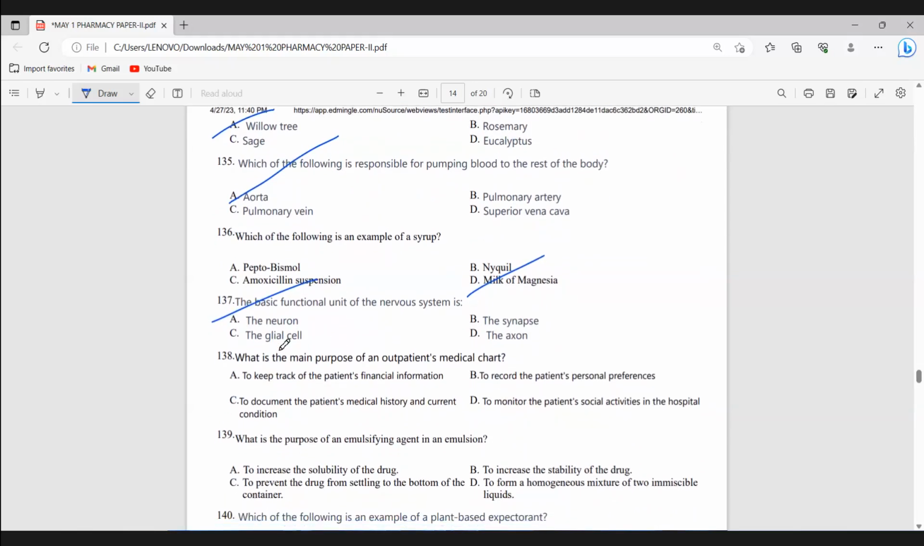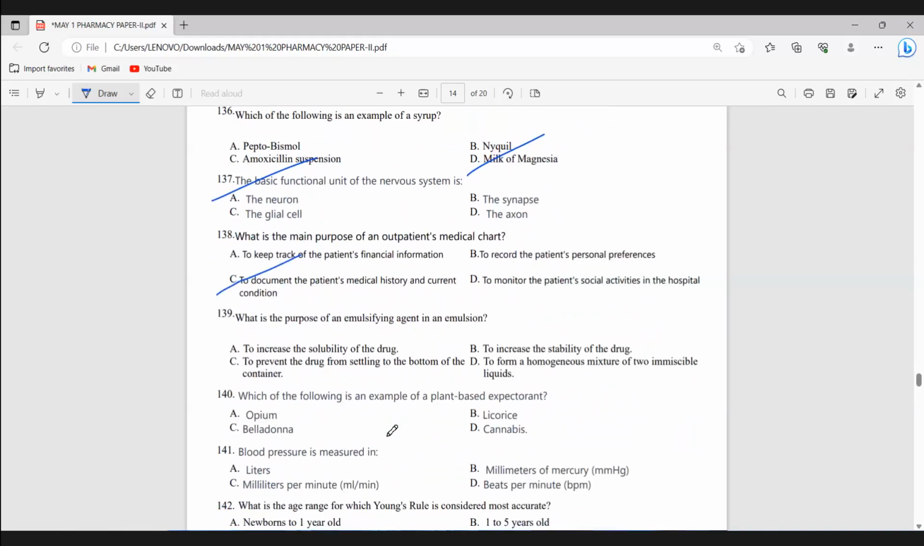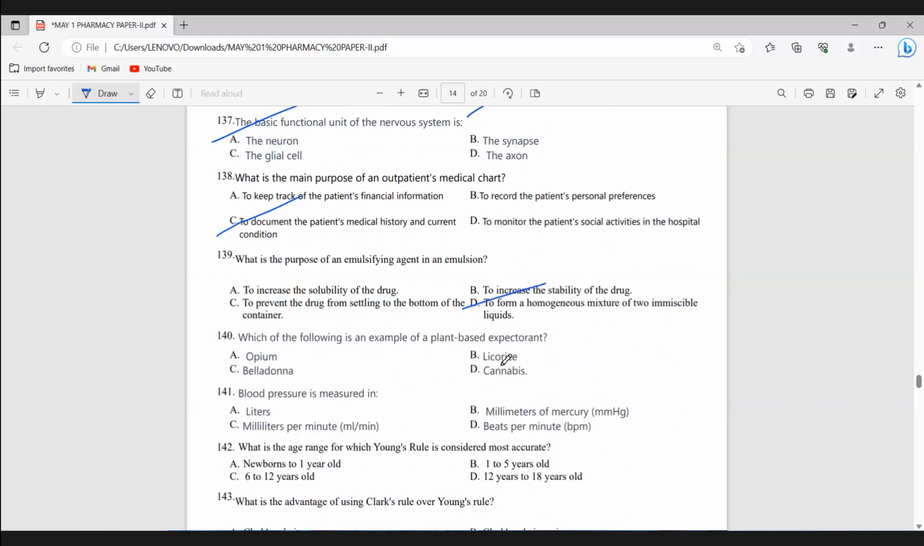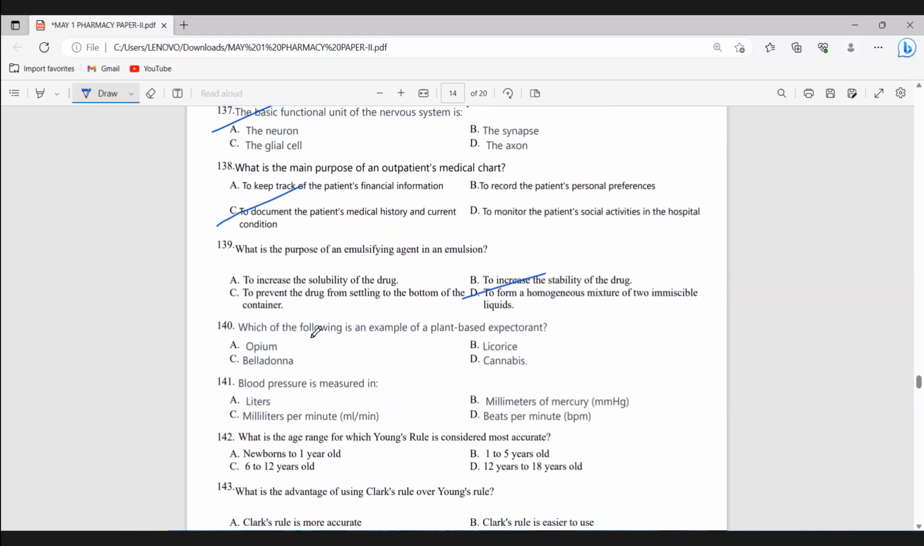Then 138, what is the main purpose of outpatients in medical chart? The purpose is to document the patient's medical history and current condition. Then 139, what is the purpose of two immiscible liquids? Then 140, which of the following is an example of plant-based expectorant? Plant-based expectorant is licorice.